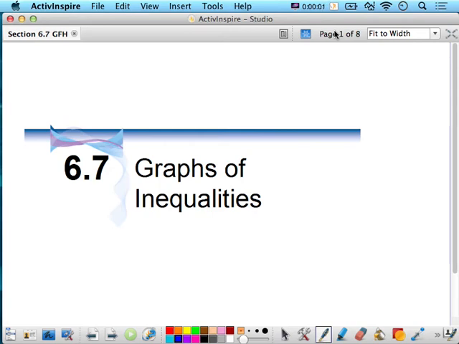College Algebra, section 6.7, graphs of inequalities. Some of this will be very familiar to you and some of it will not. So let's take a look.